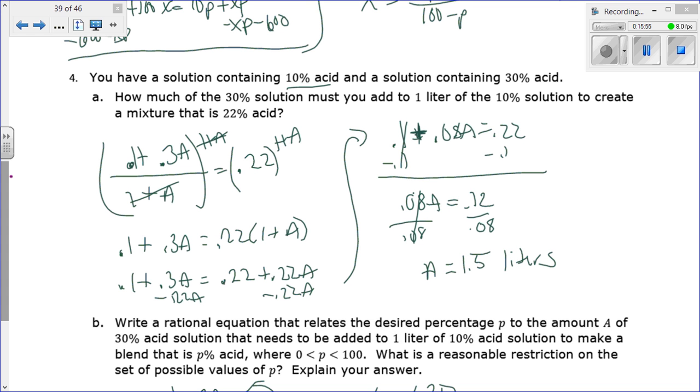because I'm adding the same amount, equals 0.22. Multiply everything by 1 + A, so I get 0.1 + 0.3A = 0.22(1 + A). Distribute the 0.22 on the right-hand side, and then I end up subtracting the 0.22A from both sides, and I have 0.1 + 0.08A = 0.22. Subtract the 0.1, so 0.08A = 0.12, divide by 0.08, and I get 1.5 liters.